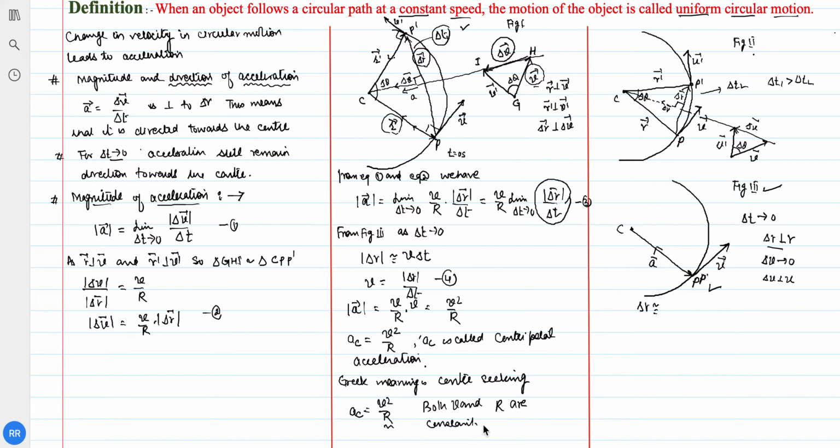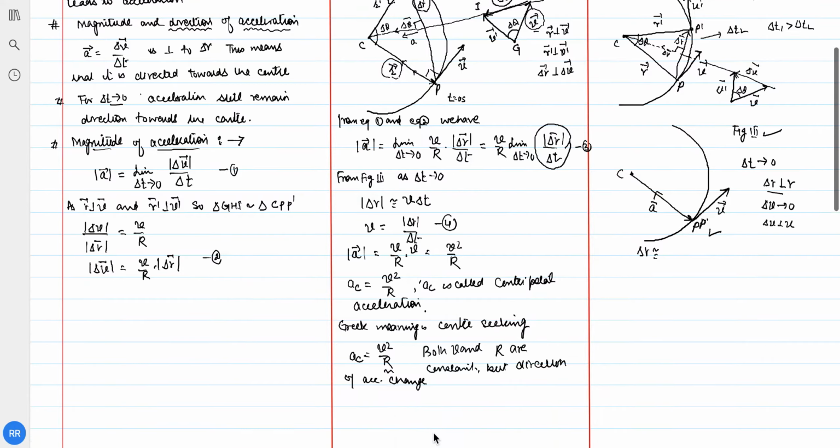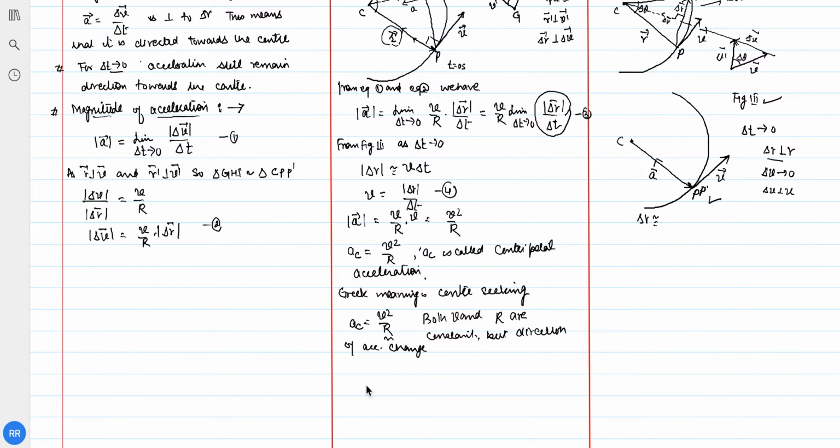But the direction of acceleration changes. So we can say that acceleration is not a constant vector. With change in direction, the centripetal acceleration is not a constant vector.